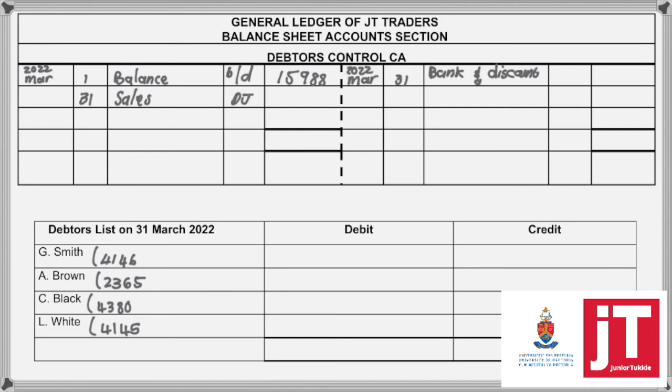before we get to the first transaction, you need to know your layout of your ledger account off by heart. So you need to know that sales, DJ is on the debit side, bank and discount allowed, CRJ is on the credit side.